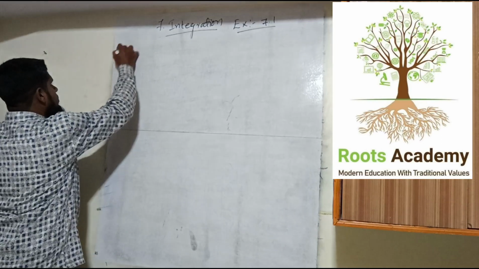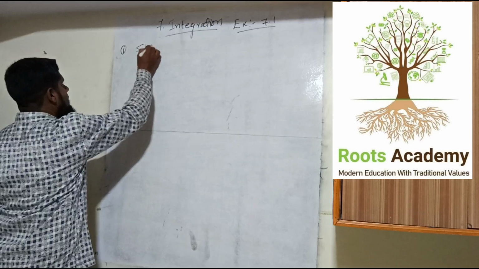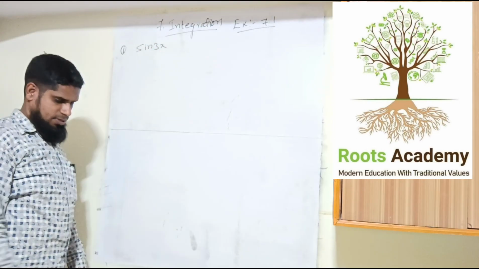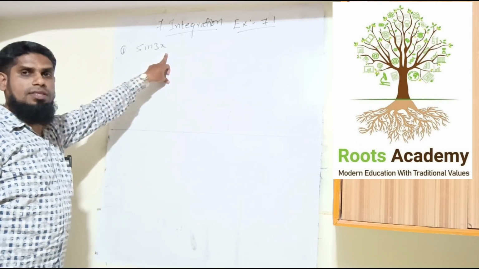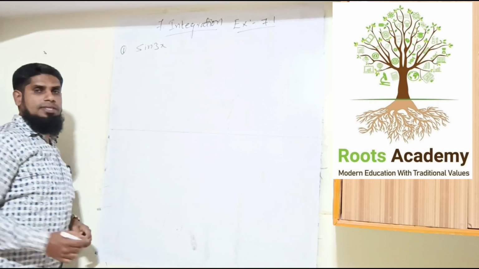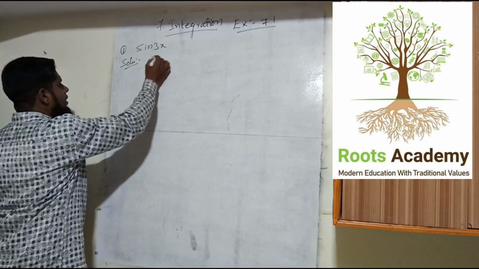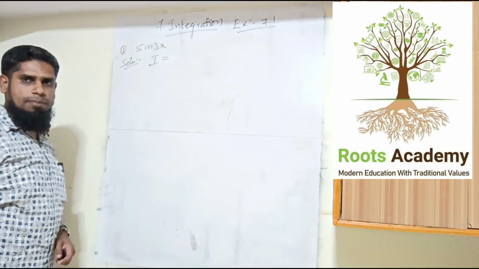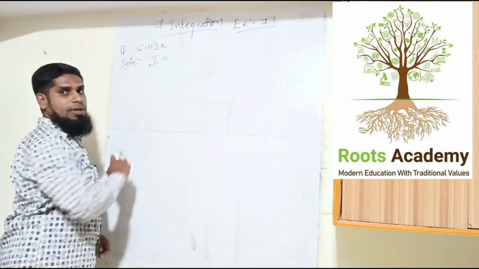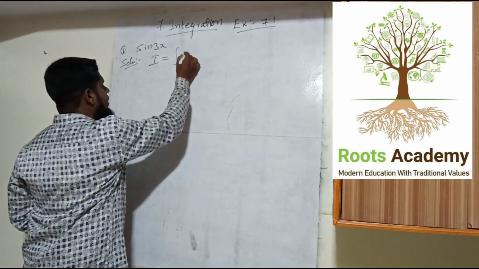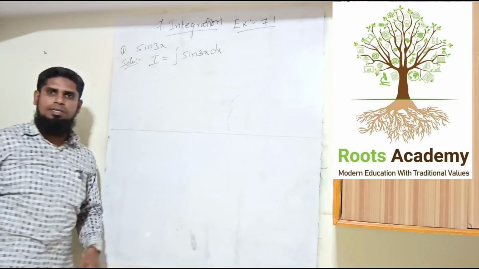So here the first problem is find the integral of sine 3x. Integral is represented by capital I here. So we'll start the answer. I is represented for integration. This is equal to integration of sine 3x with respect to x. So we can write this as integral of sine 3x into dx.